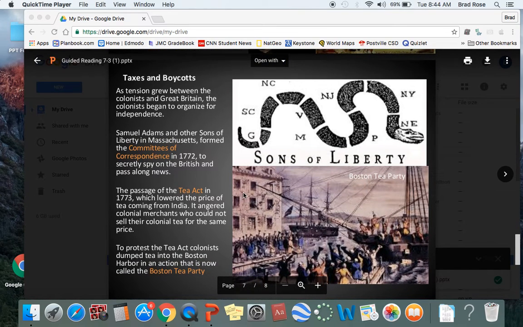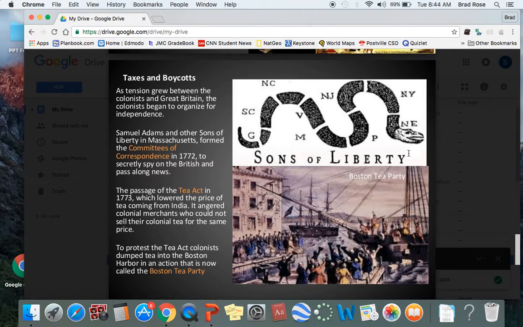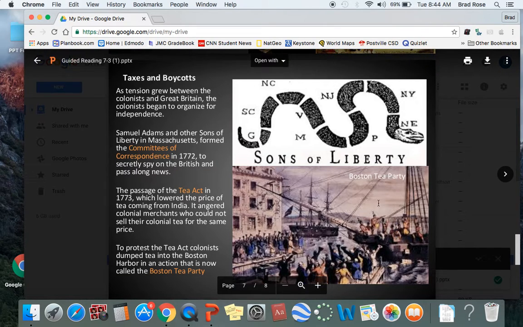Now these tensions again continued to grow, and the colonists began to organize for independence. Samuel Adams and other Sons of Liberty formed the Committee of Correspondence to spy on the British, to watch their troop movements as more British soldiers came in to try to control the protests and uprisings in the colonies.